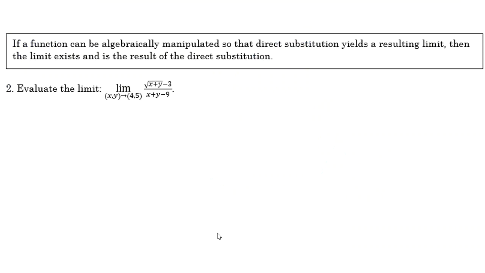All right, let's look at one more example. And this example, like the last example, is one that we'll be able to manipulate algebraically. And we have this property: if a function can be algebraically manipulated so that direct substitution yields a resulting limit, then the limit exists and it's the result of direct substitution. So one technique that you've used hopefully multiple times is factoring and canceling, which we used in the last example. Another very common way to simplify functions involves a square root.